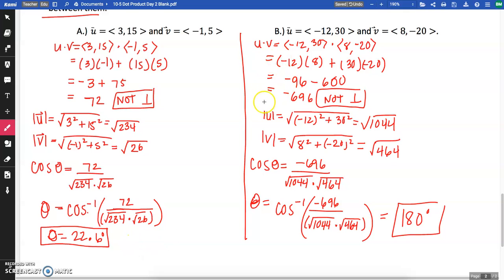Part B, also not perpendicular. Here I can see how I typed it in to get the angle. And what was the one thing I was going to point out here? I think just making sure that you type in the whole fraction at once instead of doing it piece by piece and rounding, so that you do get the angle that is exactly 180 degrees.